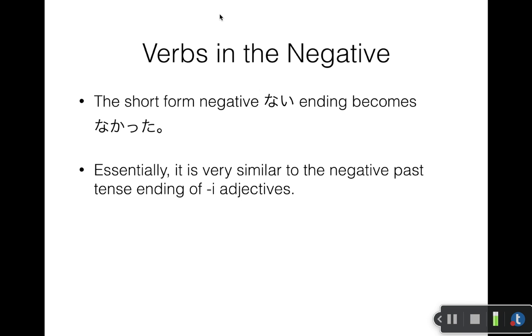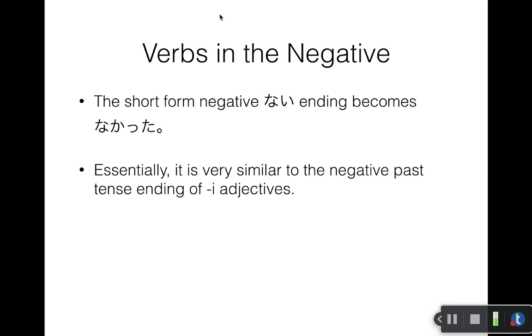In the negative form, essentially what you need to do is take the short form negative, the nai ending, and turn it into nakatta. So that na signifies a negative, and katta signifies past tense. So, for example, taberu would be tabenai in the short form present tense. In the short form past tense, it would become tabenakatta. Kaku, kakanai, kakanakatta.